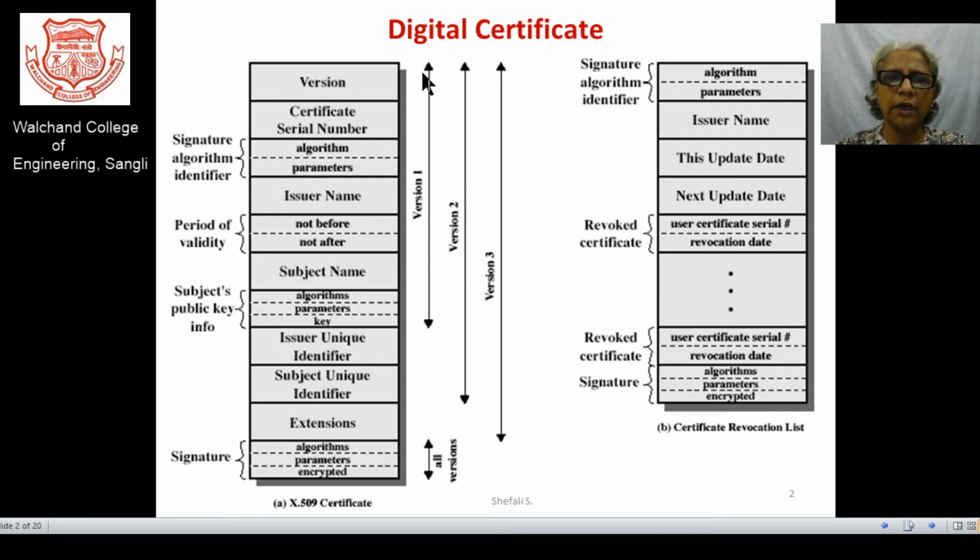We have seen already about the format for the digital certificate, which is of course given by X509 as one of the standards. It is using some algorithm, it is having some issuer name, it is having some subject name, and it is having some versions. So there are a total of 3 versions for the certificate, and from version to version the particular fields go on changing.